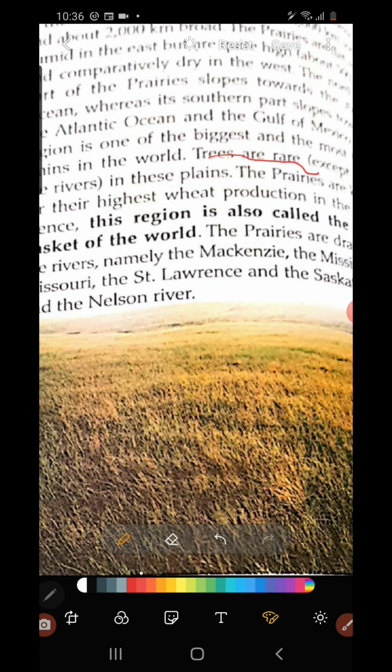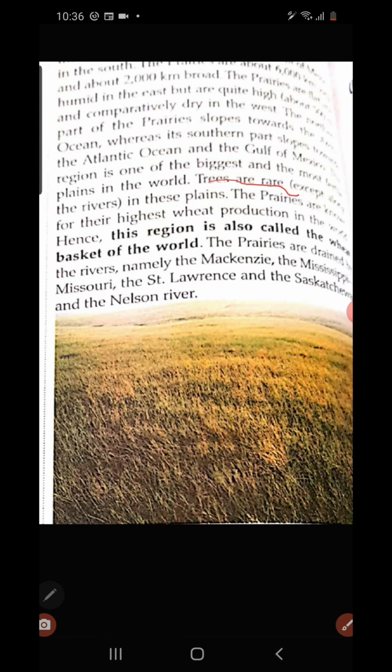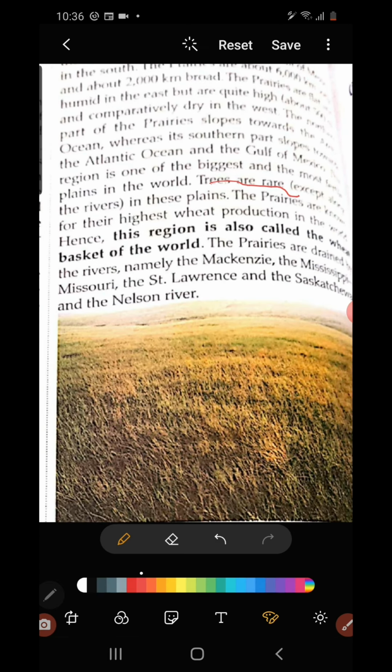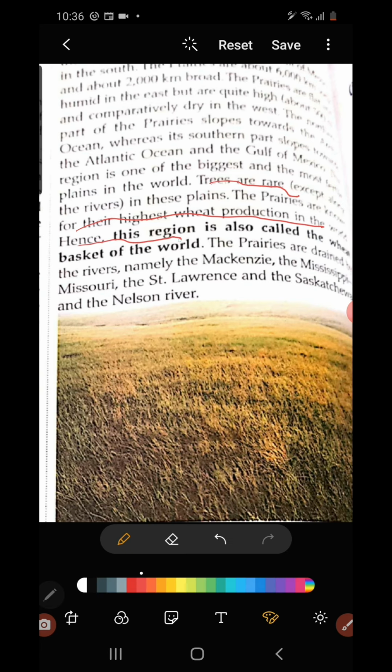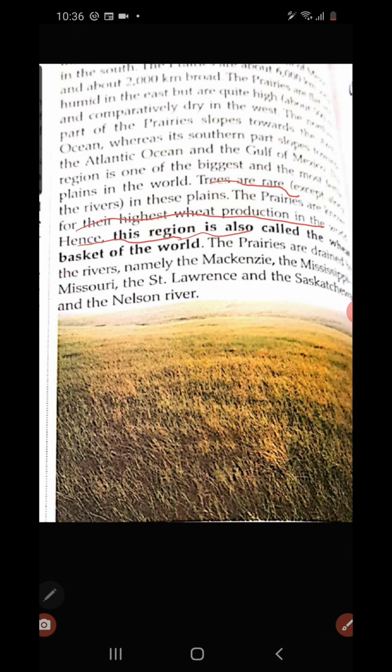Then prairies are known for their highest wheat production. Why? Because this is one of the most fertile lands, so wheat is growing in this region. That is why it is known as the wheat basket of the world.